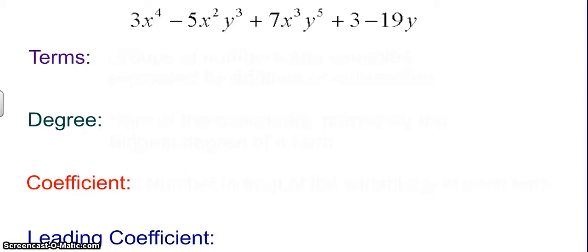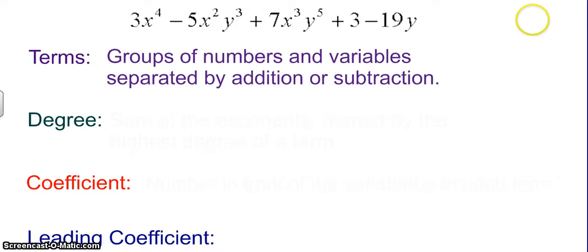So you have all of this vocab in your packet. No need to write it down, but you might want to make some little notes next to it. We're going to go through one example together. So the first thing is to understand what the terms of a polynomial are. Terms are groups of numbers and variables that are separated by addition or subtraction.